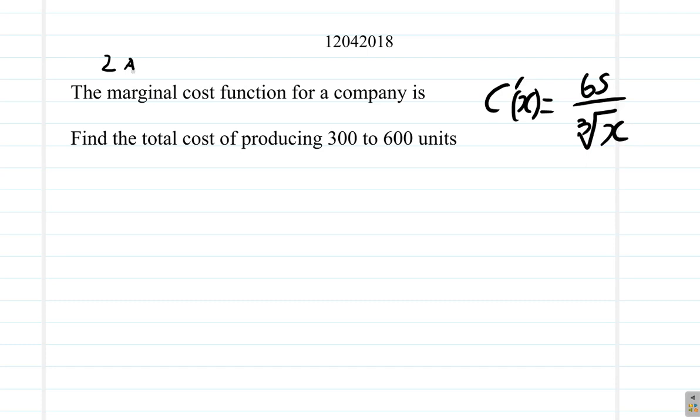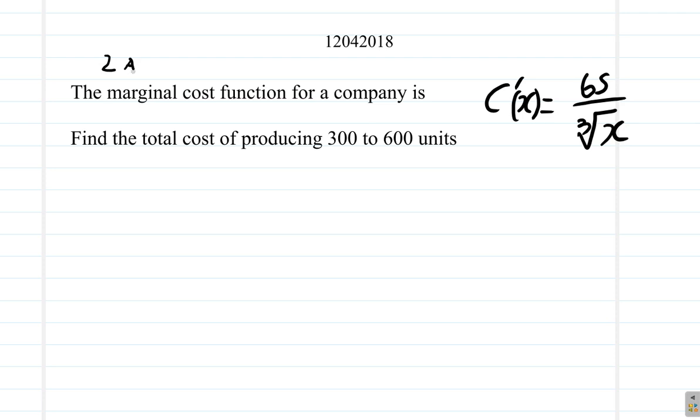This is question 2a. The marginal cost function for a company is c prime x equals 65 divided by the cube root of x. Find the total cost of producing 300 to 600 units.